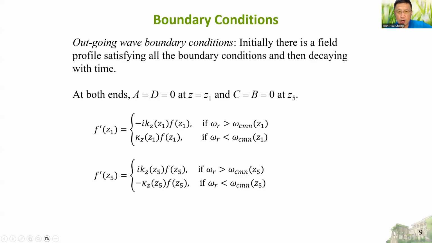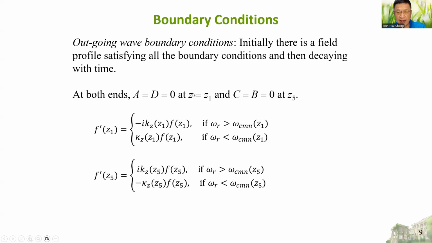We use outgoing wave boundary conditions. Initially we have a wave in the middle, and the wave will propagate or decay. So initially there is a field profile satisfying all the boundary conditions and then decaying with time. The field will decay with time. At both ends, we have just propagating wave.